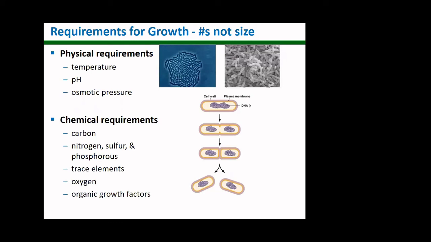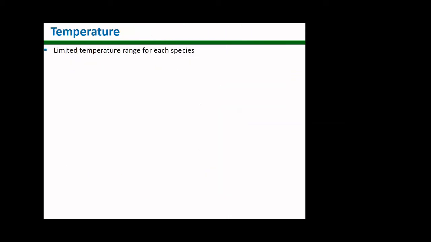Physical requirements include things like temperature, pH, osmotic pressure. Chemical requirements are things like carbon, the most important element, or nitrogen, sulfur, and phosphorus are other really important elements. Trace elements, oxygen, which is a very big one, and other organic growth factors. So let's talk about temperature first.